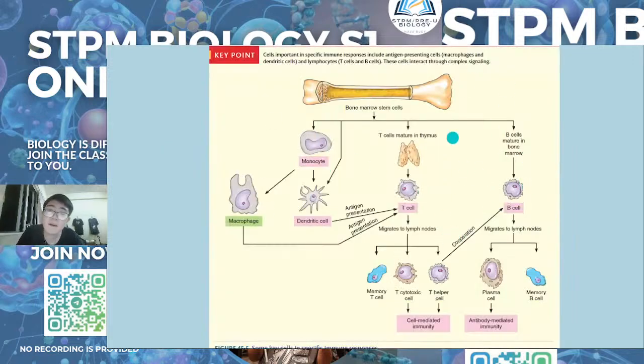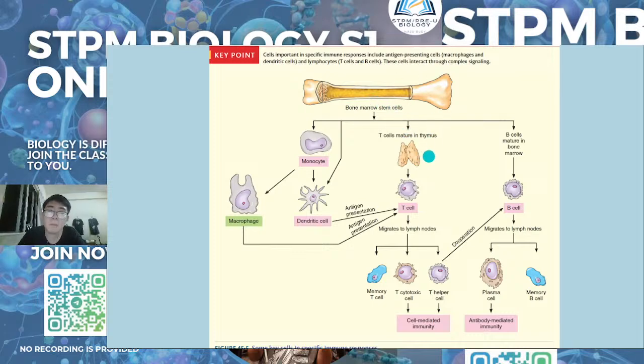Yang ni adalah bone marrow. So bone marrow stem cell dia akan produce monocyte. Monocyte, right? So monocyte later it will produce macrophage and also dendritic cell. So these both two cells also actually is helping the T cell to play the role in defense system lah. So how it is helping it, that you will learn in semester 2.